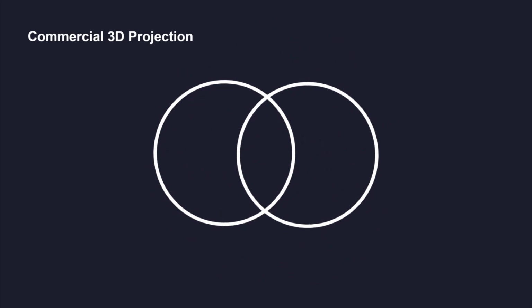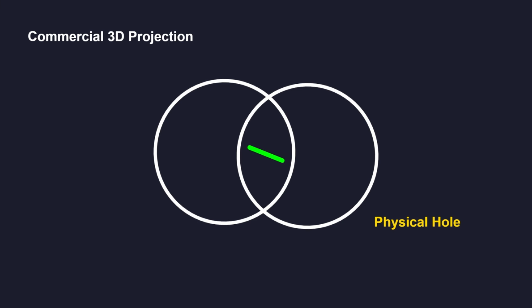Commercial glass models are mere 3-dimensional projections. They require a physical hole where the neck penetrates the wall, creating a continuous boundary that violates the true topology.